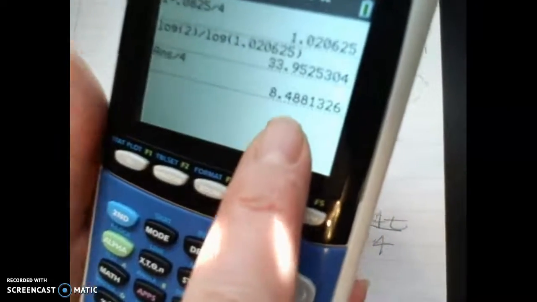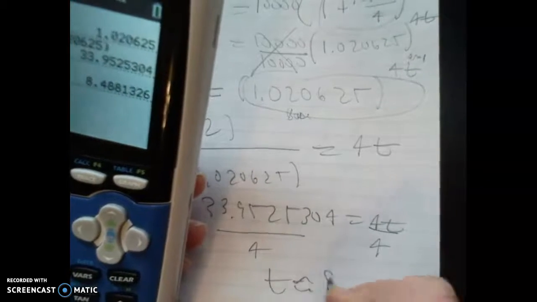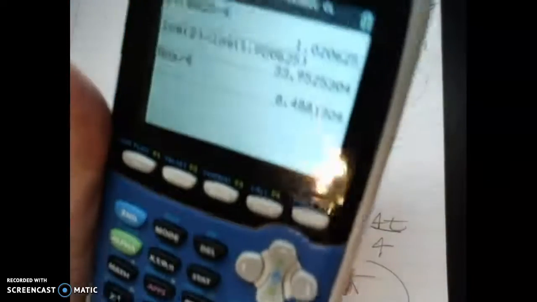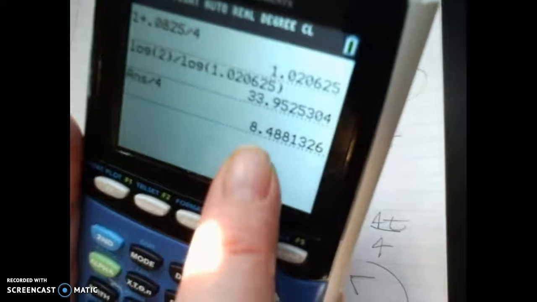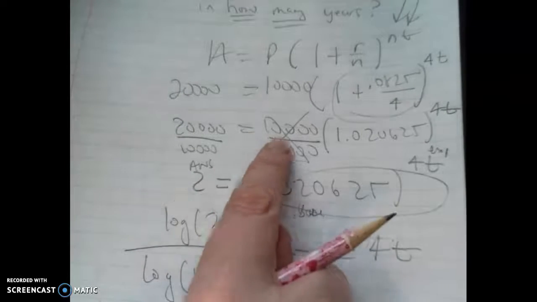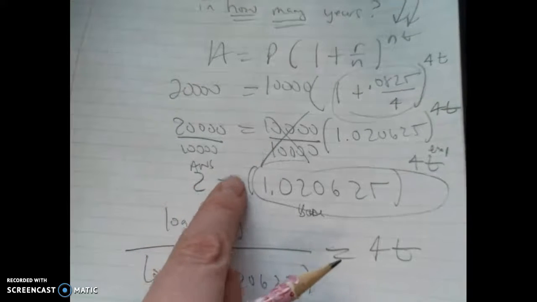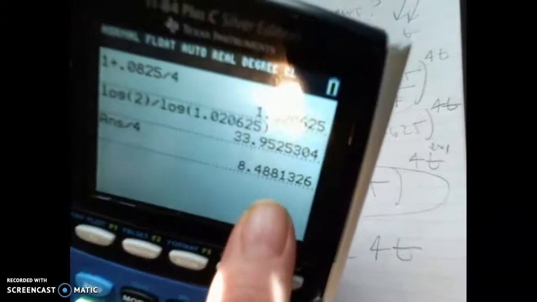And time is always in years, so it depends on what they want. If they say round to the nearest tenth, then I would say it's going to take about 8.5 years for that money to basically double, right? To go from $10,000 to $20,000 is doubling. That's why when you divide, you get a 2 over here, because your money went from $1 to $2. So it's going to take about 8.5 years.